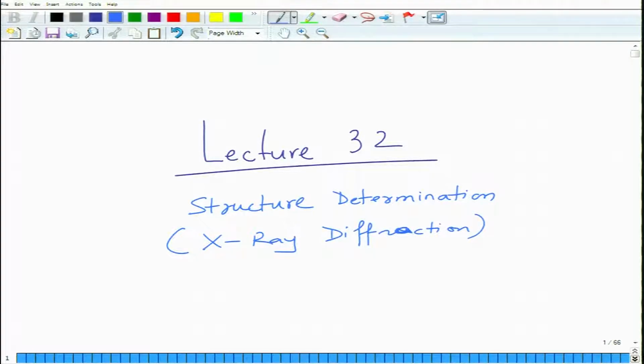So, we start a new lecture again. We will start with a new topic in this lecture, which is, so now having studied the structure of various solids, we started metals, then we moved on to ionic solids and covalent materials, which are basically ceramic materials, and then we moved on to non-crystalline materials such as glasses and polymers.